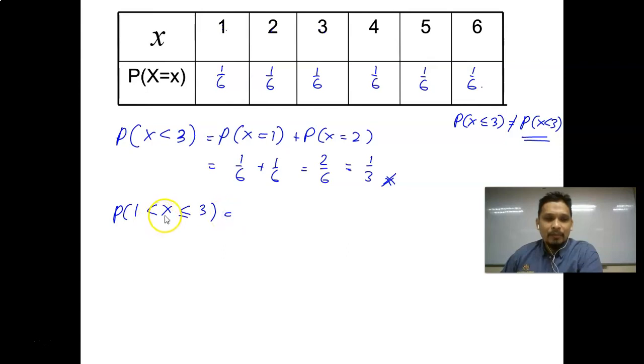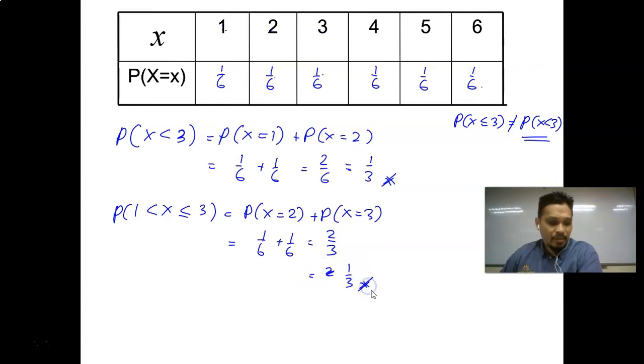For x greater than 1, this does not include 1. So we take the next value of x, which begins from 2. It is the probability of x equal to 2 plus the probability of x equal to 3. Because all the probabilities are equal, which is 1 over 6, 1 over 6 plus 1 over 6 equal to 2 over 6, or 1 over 3.